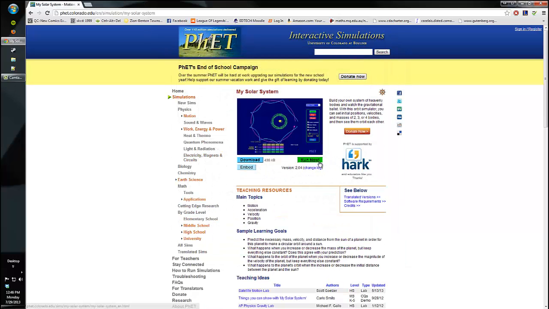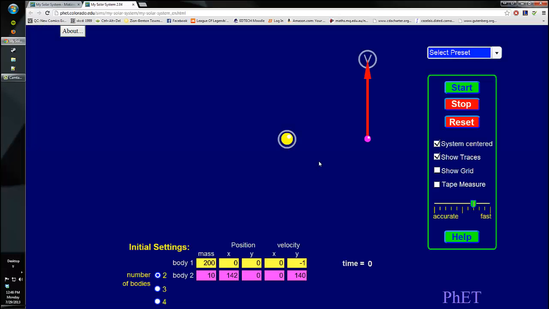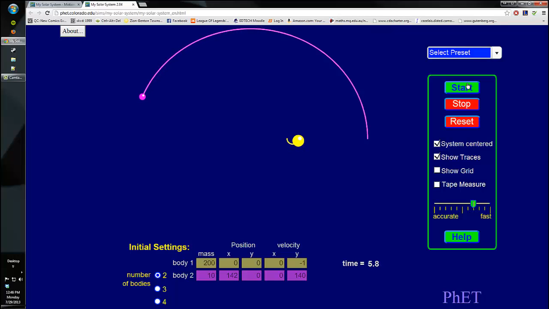And then the final one, which I chose because it's a little bit meta. It's called My Solar System. I use this in astronomy. I also use this in physics. And it's just great for a variety of reasons. You can have up to 4 orbiting bodies. You can set them up to be suns, planets, moons, whatever you want.